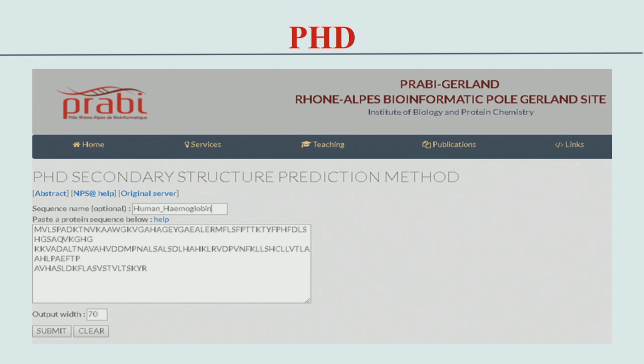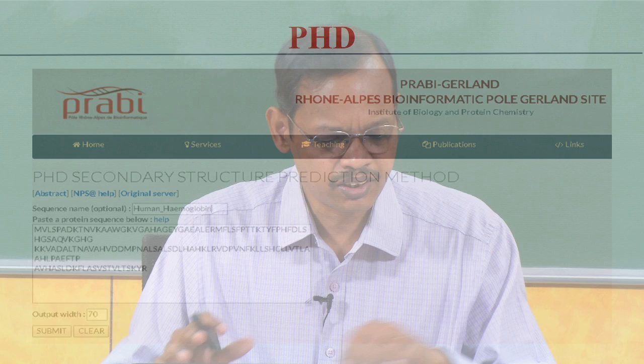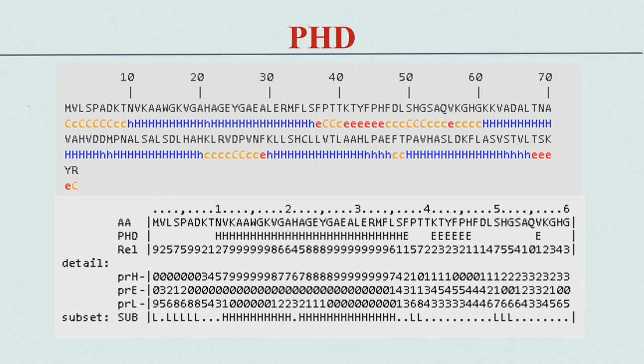It takes the amino acid sequence as an input, and it takes the information that you obtain from the sequence, then it gives the desired output. This is your sequence, and here you can see this is your secondary structure.